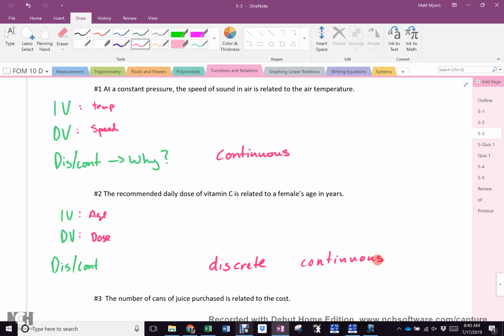Is it discrete or continuous? Help a brother out. You still think it's discrete, even though I was trying to mess with your head? Of course I was trying to mess with your head. Of course it's discrete. Why is it discrete?